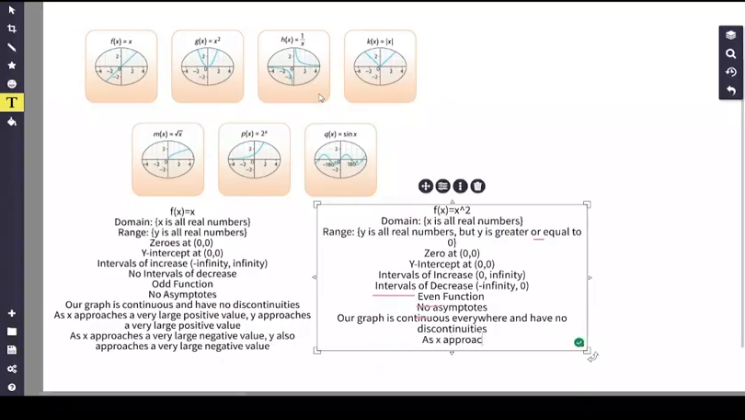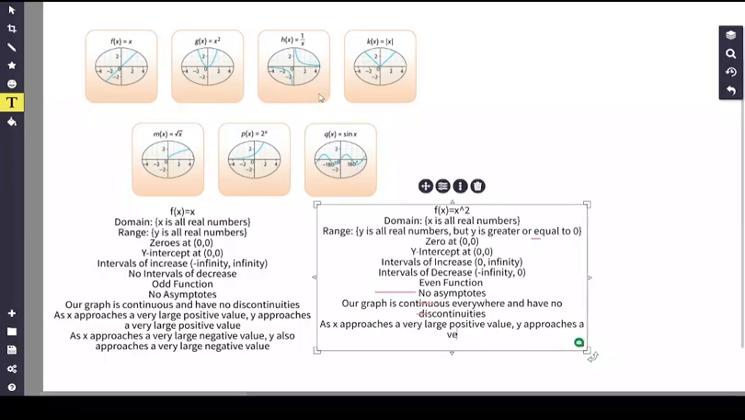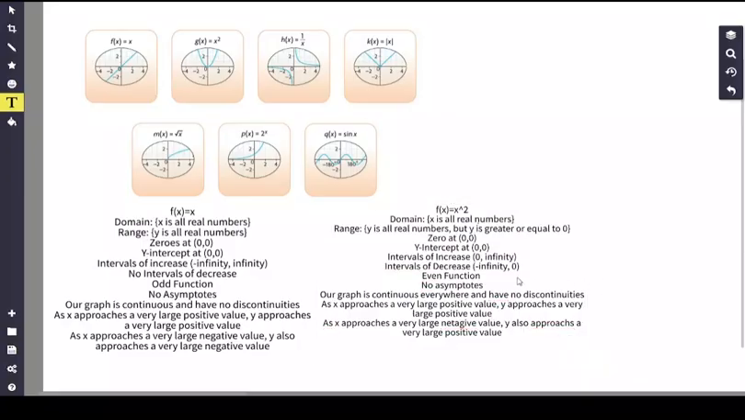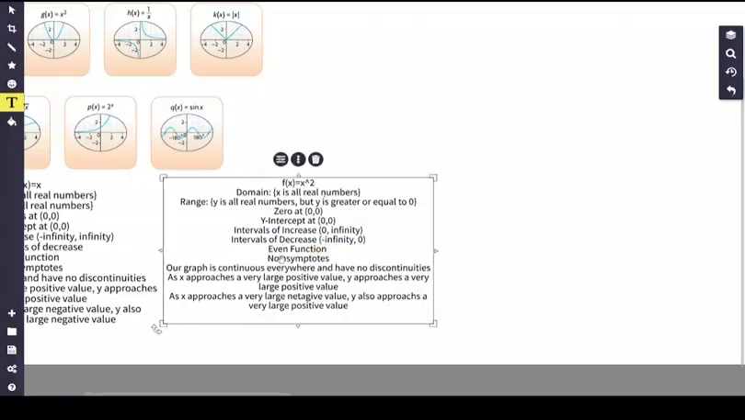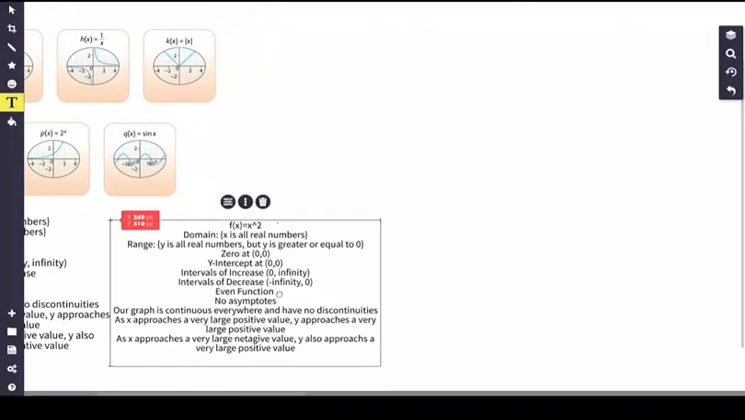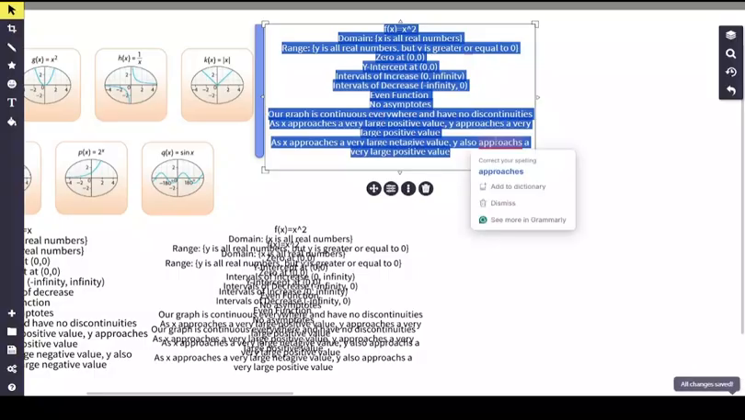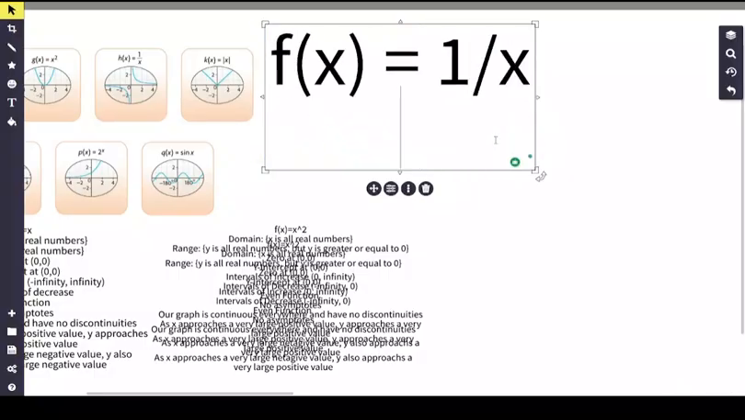As x approaches a very large positive value, y approaches a very large positive value. And as x approaches a very large negative value, y also approaches a very large positive value. As we notice, we will never get negative y values. All right, 6 more to go. Let me move this a little bit and copy and paste the text box. Now let's do f of x is equal to 1 over x.